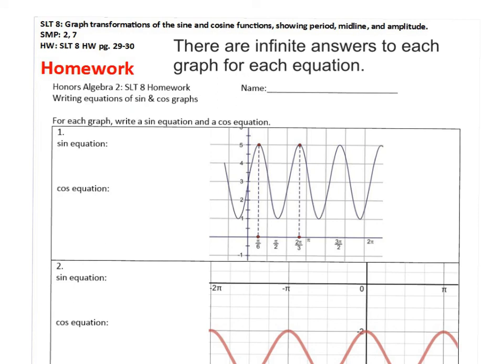All right, so your homework is page 29 and 30. If there's any time left in class, you can start it now. We are aware that there are infinite answers to each graph. When you check on Edline, I've only included one answer for each equation. If you want to check your specific answer, please come see your teacher at lunch the next day, and we'll be happy to make sure your specific equation is correct or that it matches the equation that's posted on Edline.